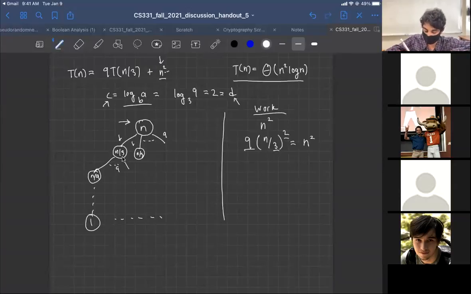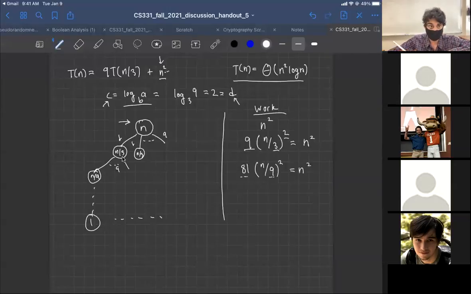Now, what about at the next level? We might see another coincidence. How many subproblems are there? 9 subproblems grow 9-fold again, so we have 9 times 9, 81 subproblems, each of size what? What is the size of the subproblems now? n over 9, because we take n over 3 and divide by 3 again. Again, there's no coincidence here. 9 squared is equal to 81. We again get n squared.